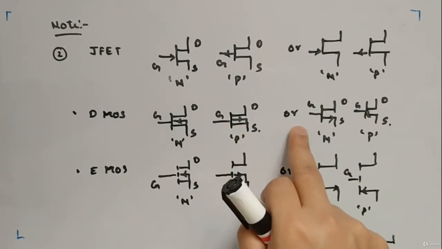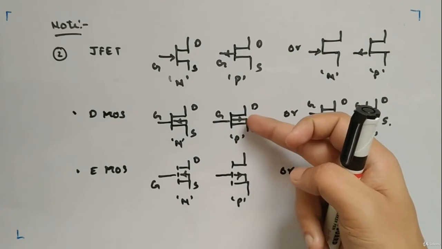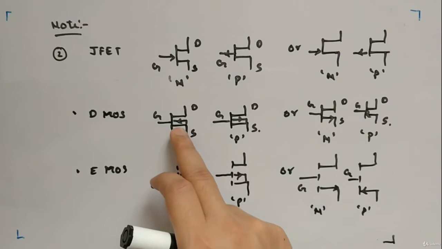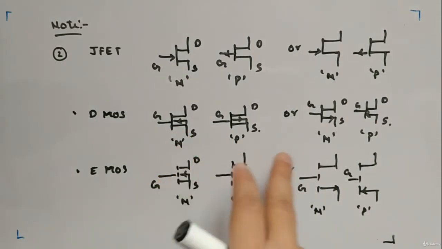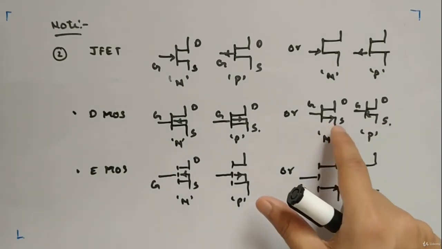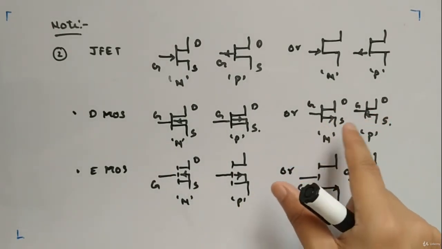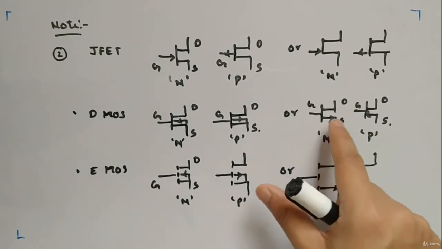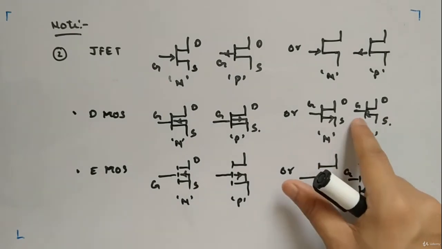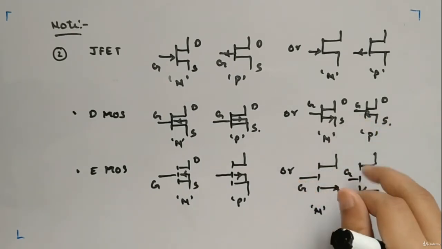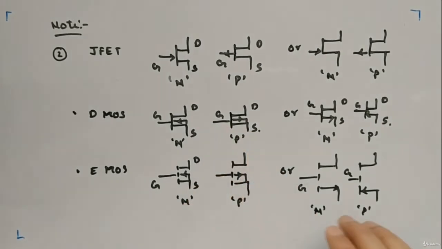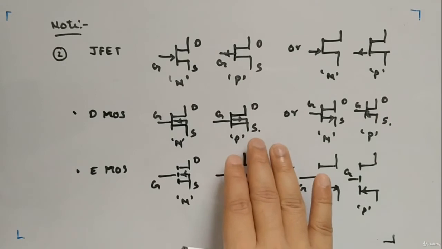Or you can represent it in this fashion, where you don't represent the fourth terminal, but the direction is changed. You can see the arrow is changed. The arrow is now from gate to source here, where here it was source to gate. So you don't represent it. This is the most common one in depletion type. Gate to source arrow means N type, N channel. And if it goes from source to gate, it is P channel. Just make sure that you don't get confused.